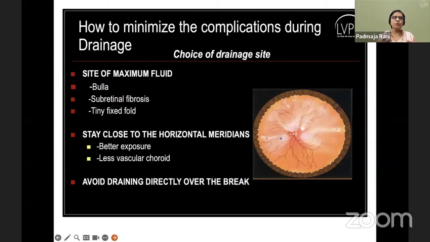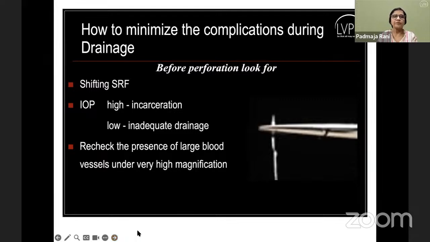The chances of any retinal incarceration there are very, very less. As I said, stay close to the horizontal meridian when you want to drain. That is the best. Better exposure will be there and less vascular choroid will be there. Avoid draining directly over the break, because sometimes vitreous can also come.